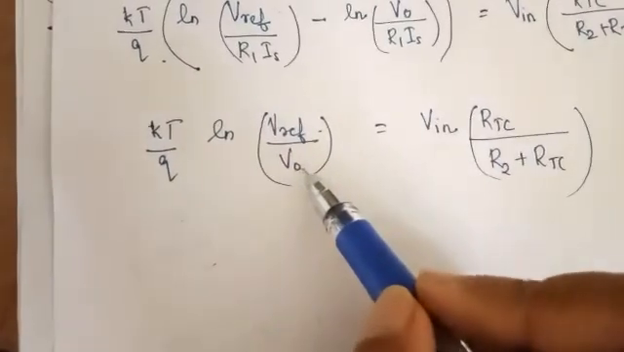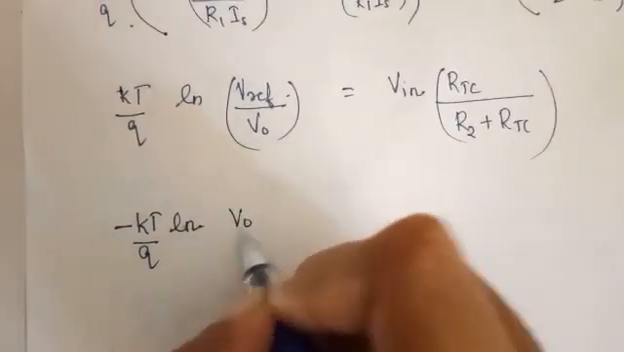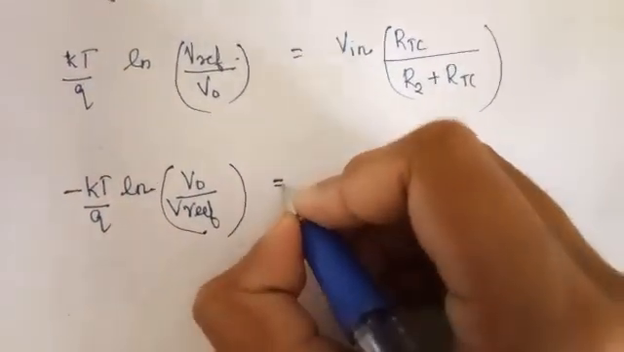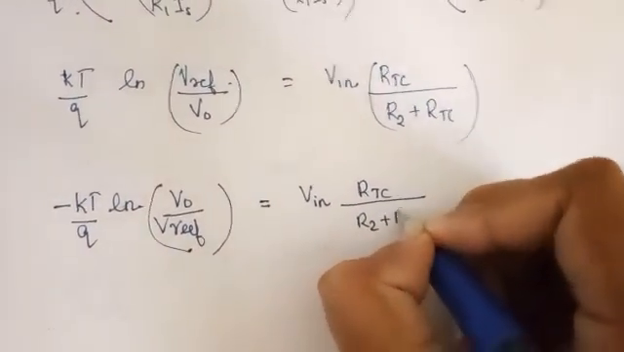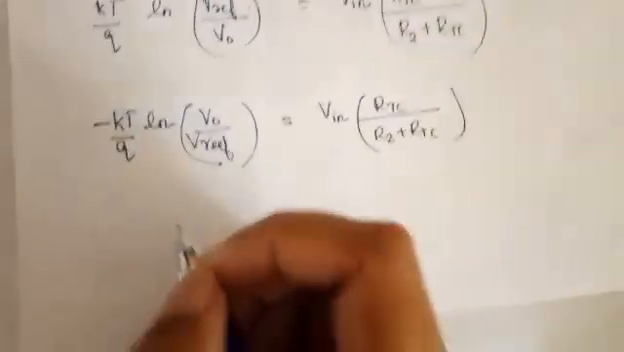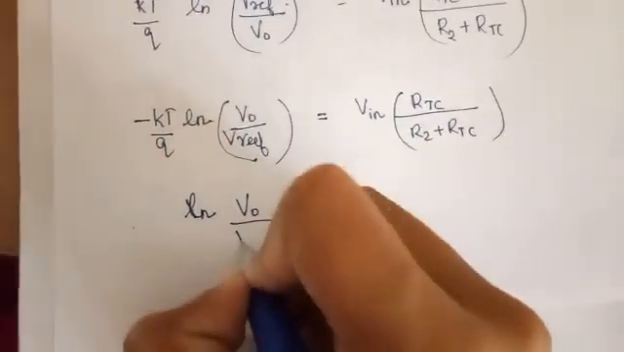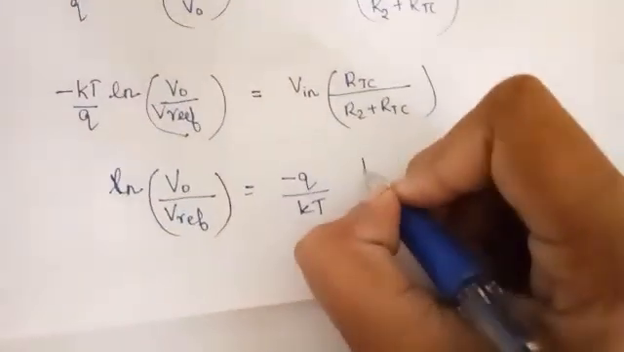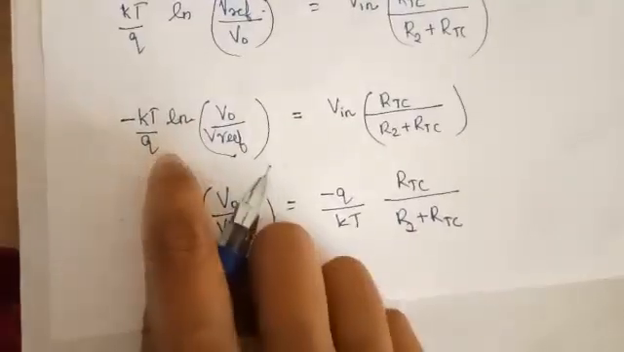Now we are rearranging this. When we bring this V0 to the numerator, it becomes minus KT by Q ln V0 by V reference equal to Vin into RTC by R2 plus RTC. Now we again rearrange this. We know ln V0 by V reference is equal to minus Q by KT into RTC by R2 plus RTC. You understand what I did there? I just brought this KT by Q to this side.